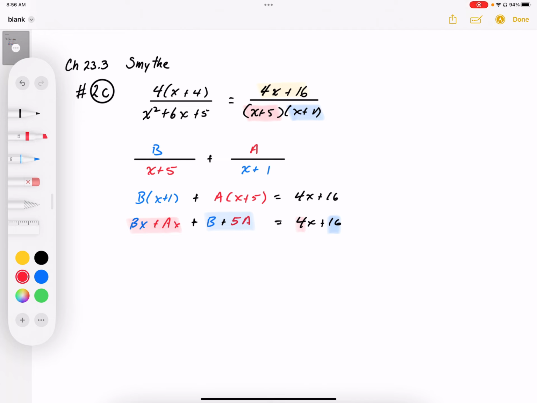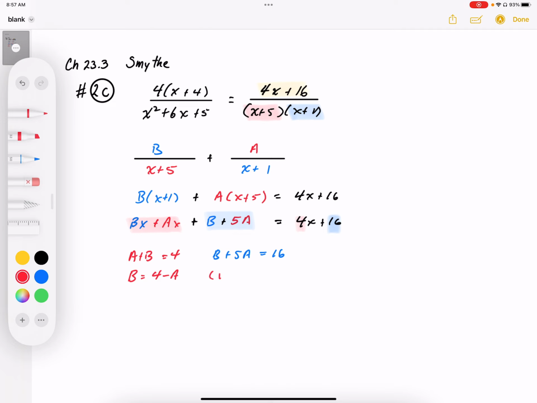So here are my equations. Equation 1 is a plus b is equal to 4, the coefficient on x. My other equation is going to be b plus 5a is equal to 16. So I'm going to isolate the b here, and then I'm going to put it into my other equation. So I end up with, instead of b, I'm going to use 4 minus a plus 5a equals 16.